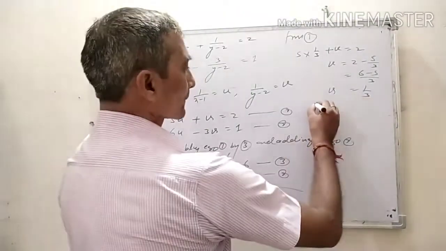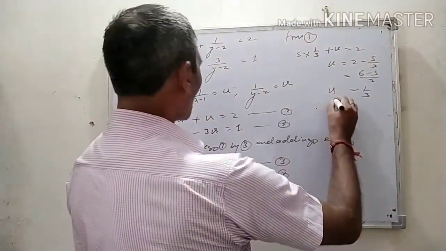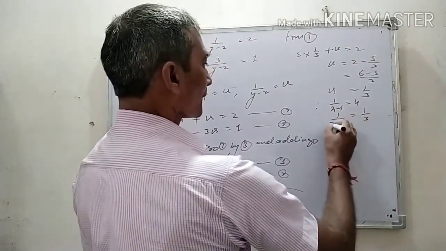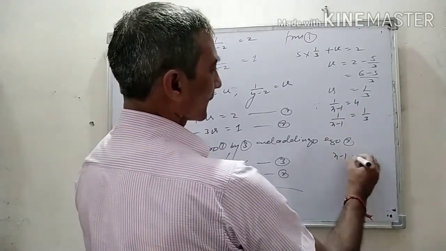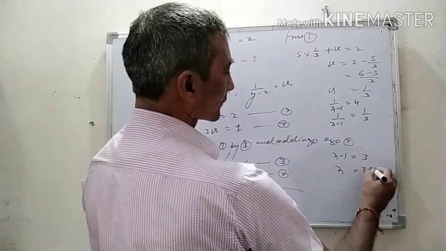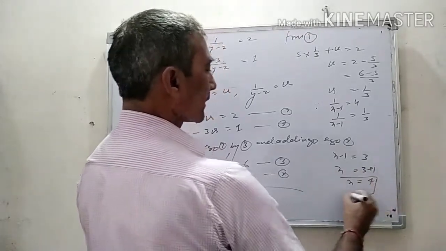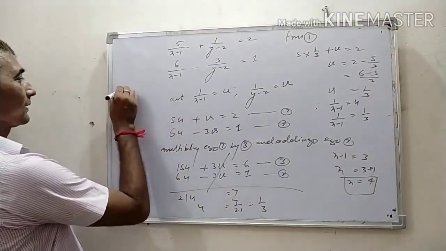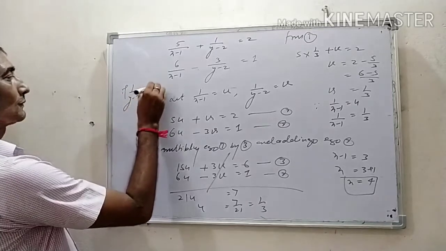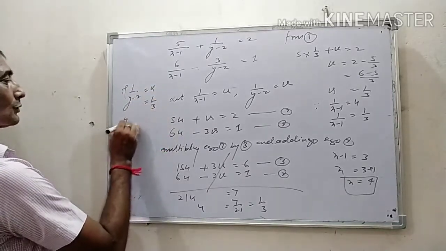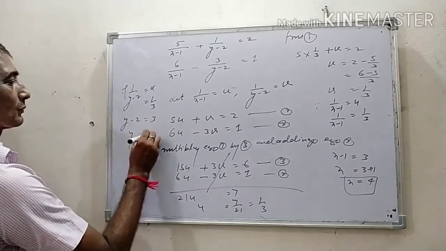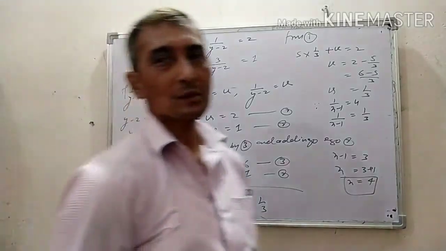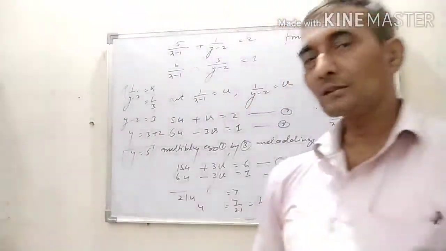So, since 1 by x minus 1 equal to u, and u is 1 by 3, by cross multiply x minus 1 equal to 3, now x equal to 4. And if 1 upon y minus 2 equal to v and v equal to 1 by 3, so y minus 2 equal to 3 and y equal to 3 plus 2, y equal to 5. So your question is completed, student.